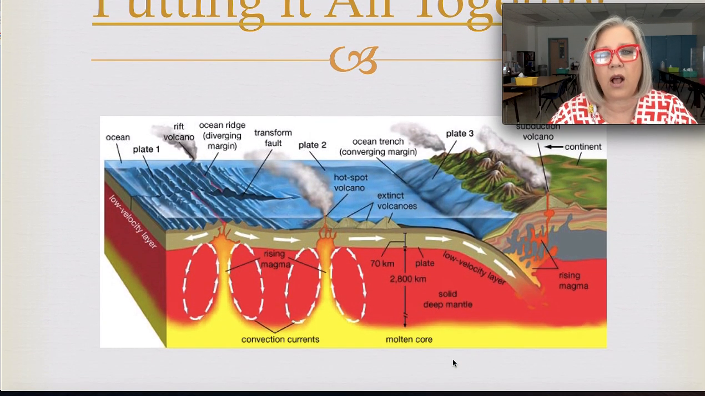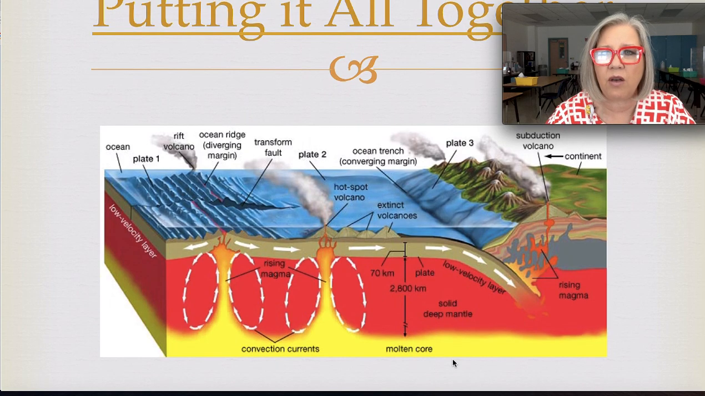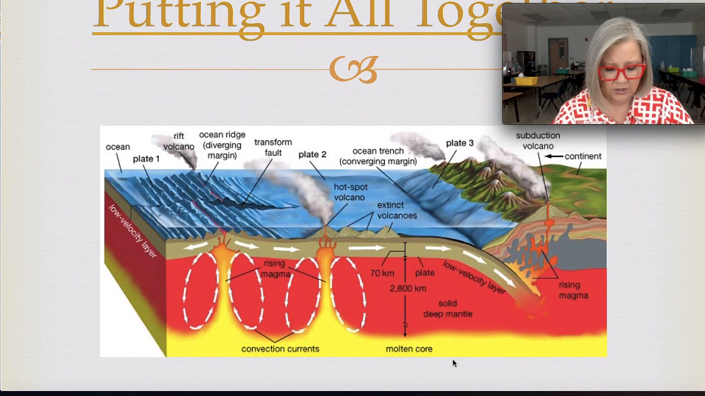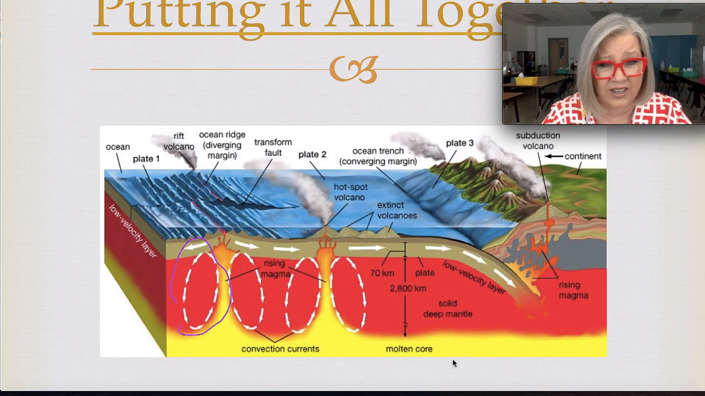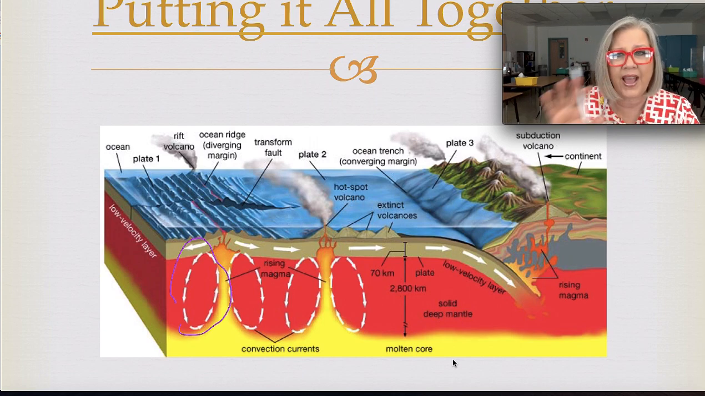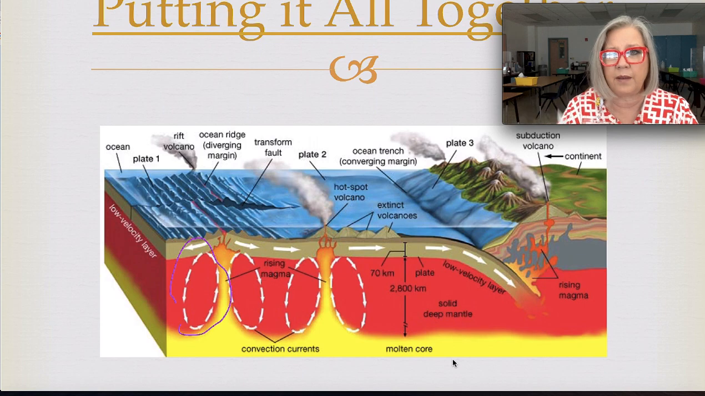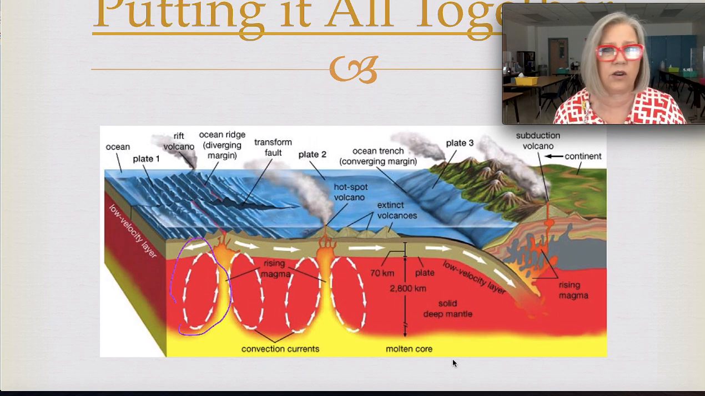Okay, so here's a holistic picture of how that plate movement happens. So you'll see that the magma is moving in these concentric circles, or the convection currents. And then that's going to send the magma up. And what this creates then is our rock cycling.